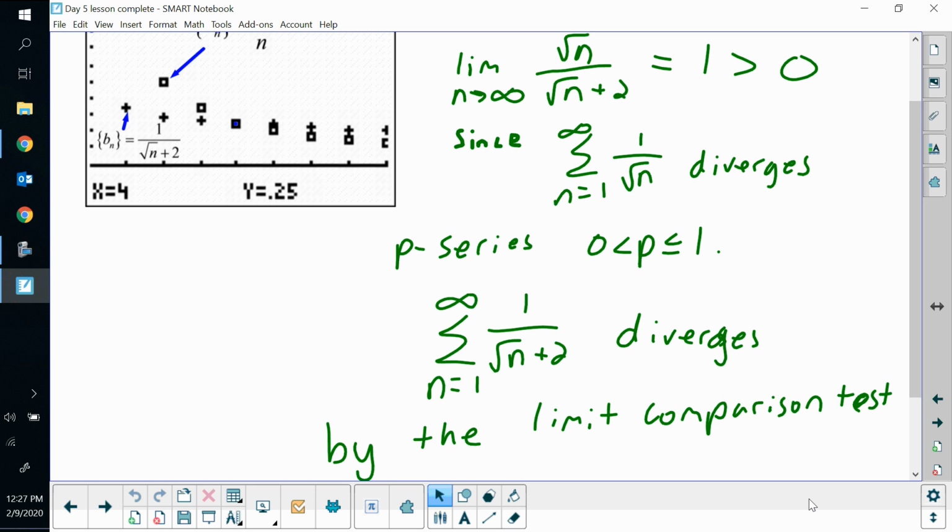limit comparison test. So when you divide the 2 and do the limit as n goes to infinity, if you get a positive finite number, then we know it's going to do whatever the nice one does. If the nice one converges, this one converges. If the nice one diverges, this one diverges. So I'm going to flip to the next slide. If you need the sub to pause this, just shout out for them to pause it.